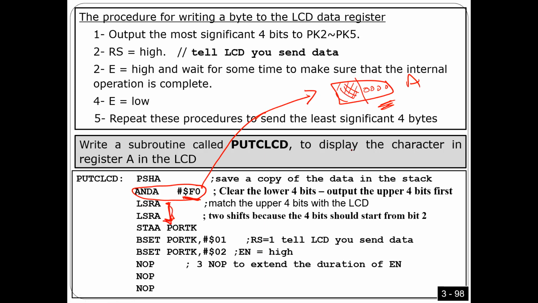So after I shift right 2 times, register A is going to be something like that. Look here, guys, 0 0, and then the 4 bits are here, and then 0 0. The 4 bits should start from bit 2 to bit 5, right? And then I'm going to send it to port K, as you see here. Someone can ask me, why did you shift 2 times? I shifted 2 times, guys, because I want the 4 bits to start from 2 to 5.